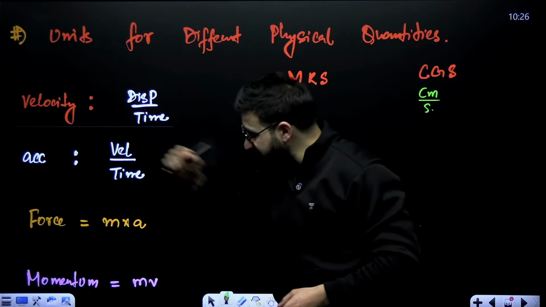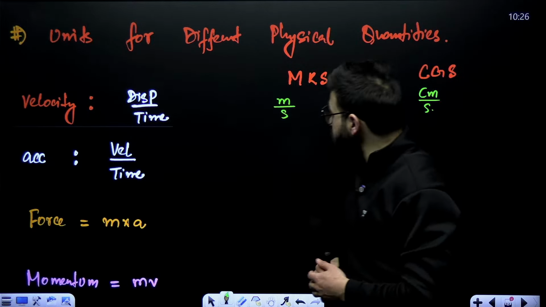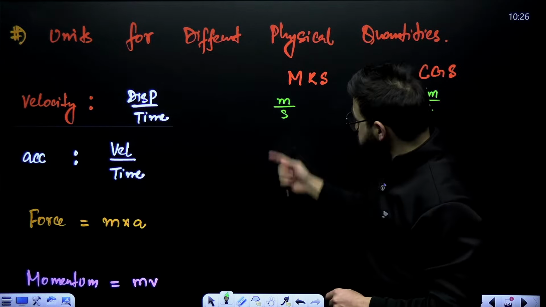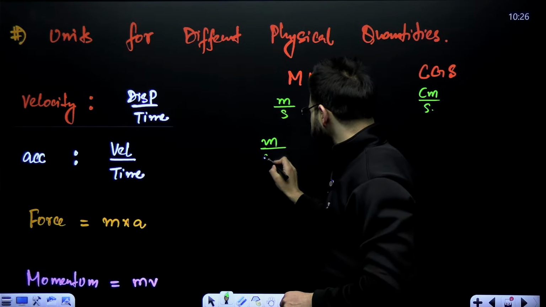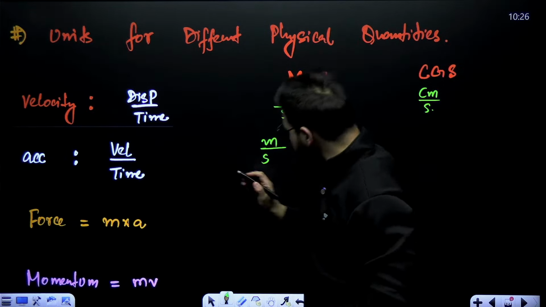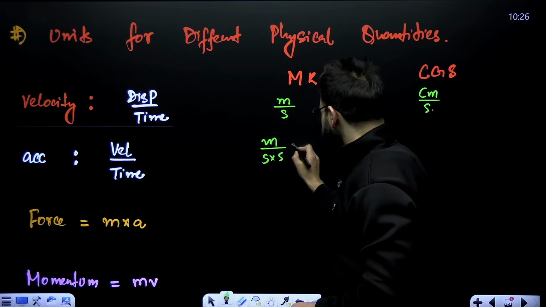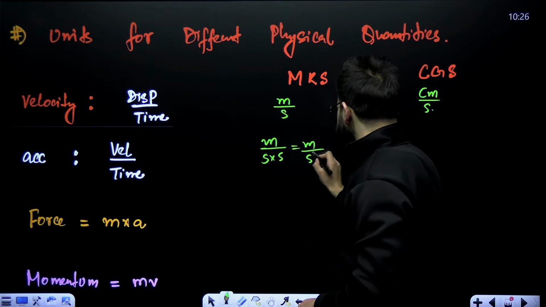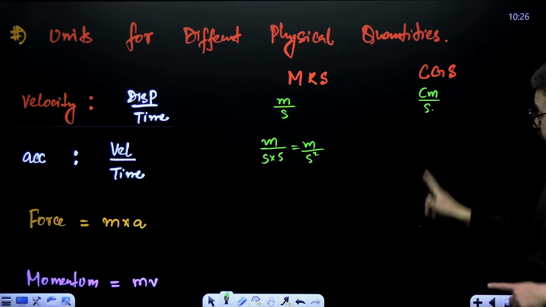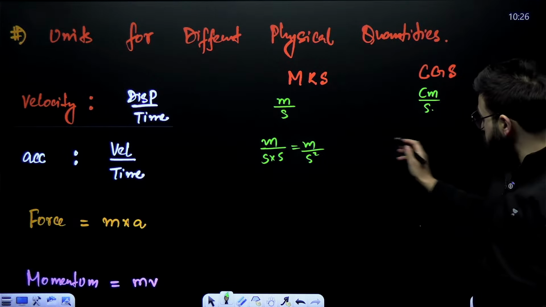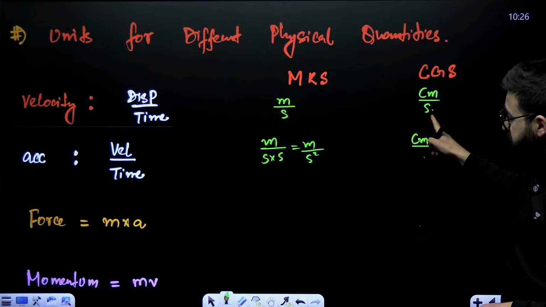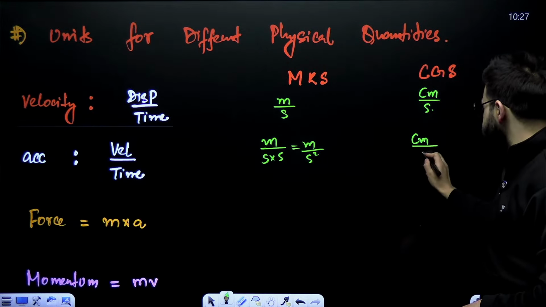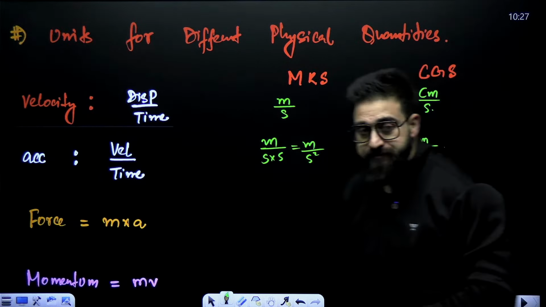Let's talk about acceleration. Acceleration is velocity upon time. And my dear friends, what is the unit of velocity? That is meter per second. So I'll write meter per second, and time over here is also second into second. So it will become meter per second square. Similarly, instead of meter, we write centimeter, and for time we have second square, so centimeter per second square.